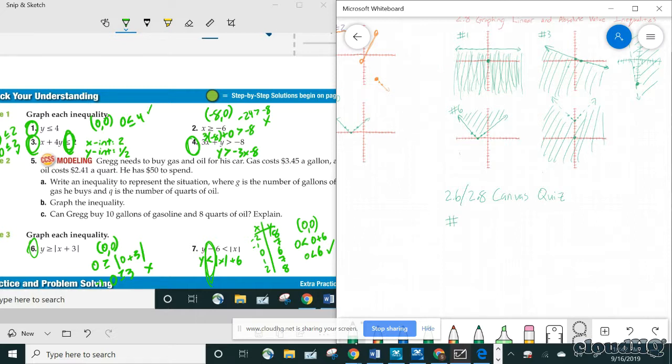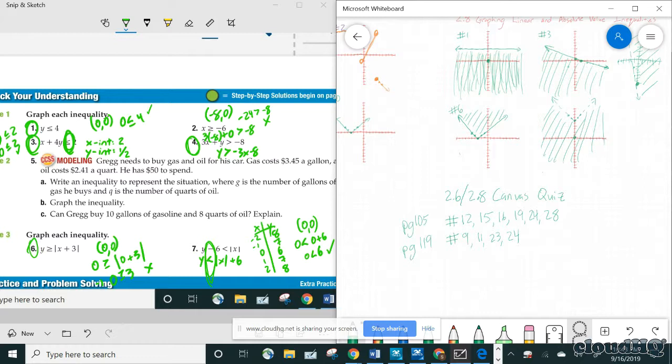So here, let's see. Here they are. So starting on page 105, I want you to do numbers 12, 15, 16, 19, 24, and 28. And then additionally, from the other section, that was 2.6, so this is 2.8, beginning on page 119, I want you to do numbers 9, 11, 23, and 24.